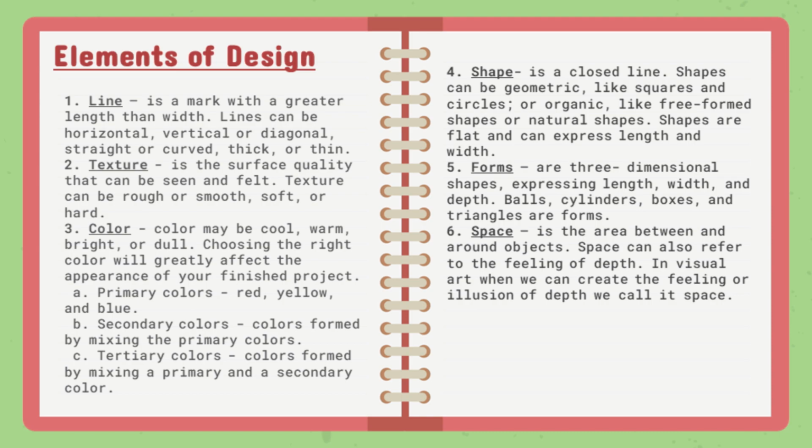Number 4. Shape is a closed line. Shapes can be geometric, like squares and circles, or organic, like free-form shapes or natural shapes. Shapes are flat and can be expressed in length and width. 5. Forms are three-dimensional shapes expressing length, width, and depth. Balls, cylinders, boxes, and triangles are forms.